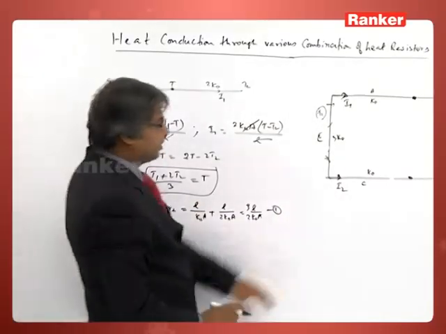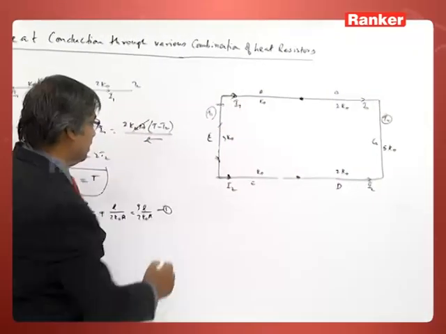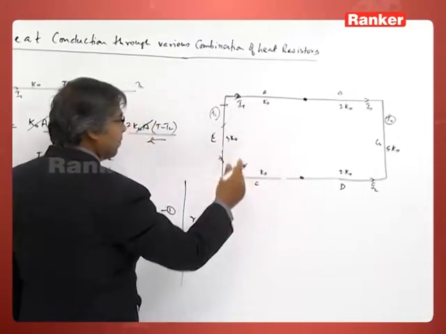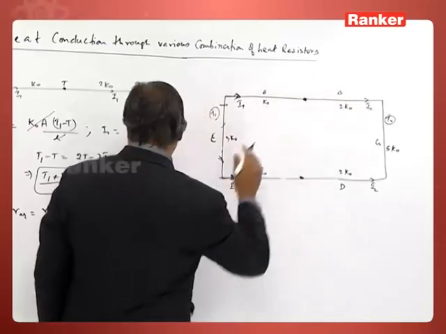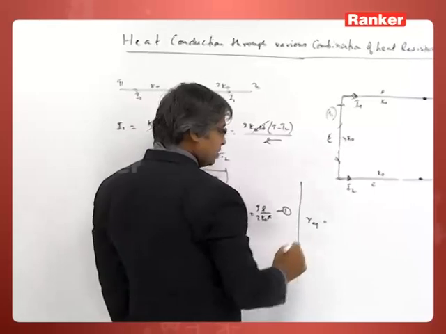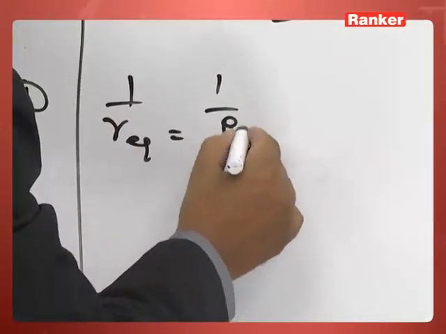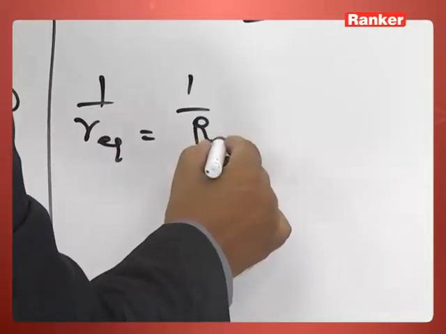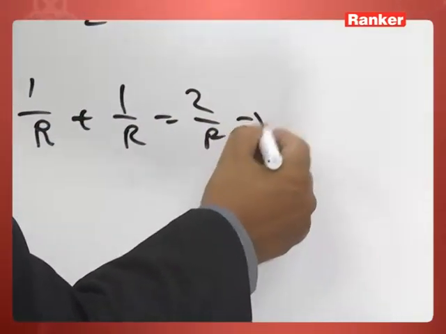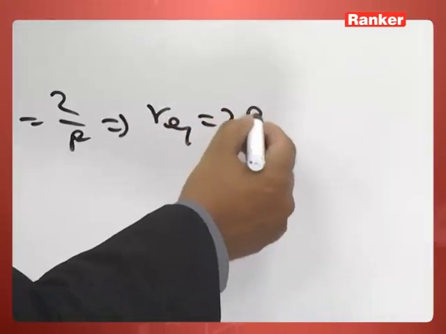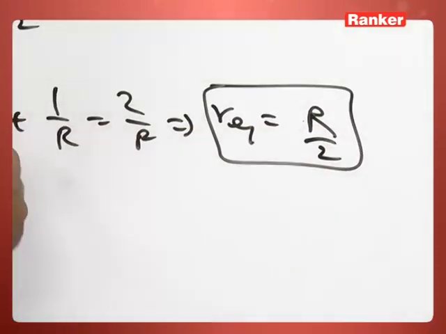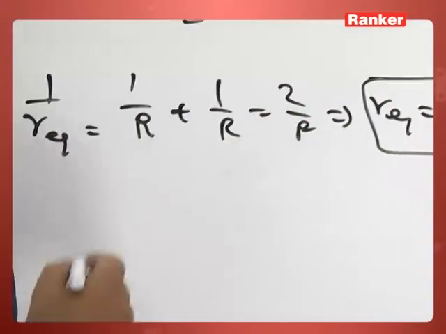Now, this and this are in parallel. So, we have R equivalent for this, let us call this R. So, 1 by R equivalent is equal to, in parallel, 1 by R plus 1 by R, that is 2 by R, which implies R equivalent is equal to R by 2.